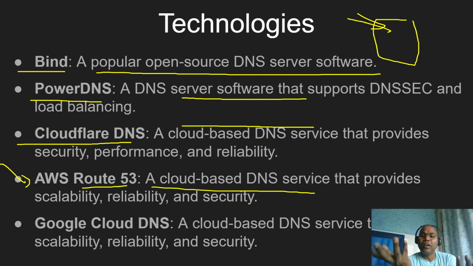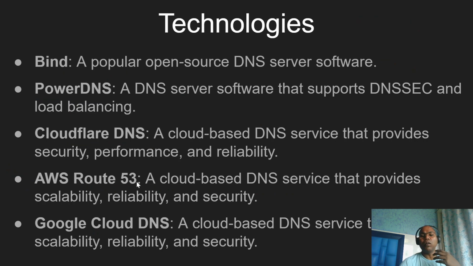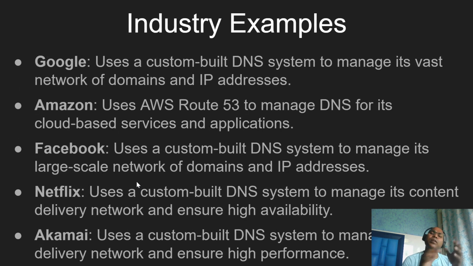What is Route 53? Route 53, the AWS name, is the cloud-based DNS service that provides reliable, scalable, and very secure routing. Google also has a cloud DNS, and Azure also has a cloud DNS. So almost all cloud providers support and offer DNS services, right? And lots of industries you can talk about.